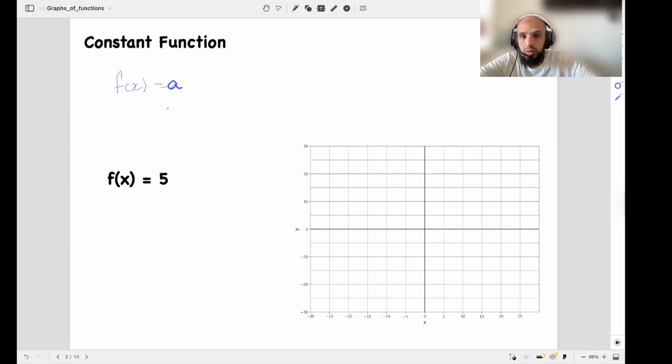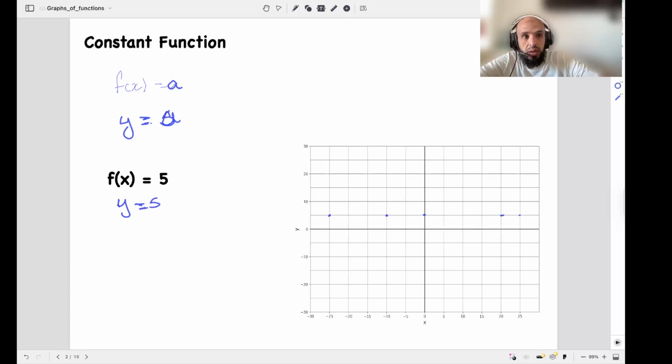So in our case here, a is equal to 5. So f of x is equal to 5 means that it will always be equal to 5, or in general, y is going to be equal to the constant of the function. So here, for example, when we have y equal to 5, this means that regardless of the value of x, when x is equal to negative 25, y is equal to 5. When x is equal to negative 10, y is equal to 5. When x is equal to 0, y is equal to 5. And when x is equal to 20, it is also 5.